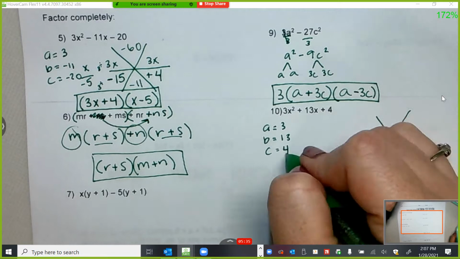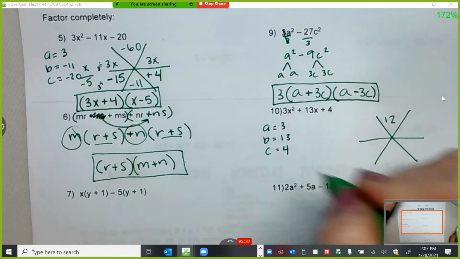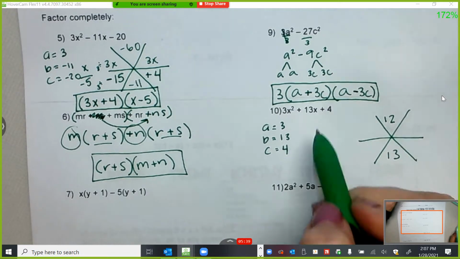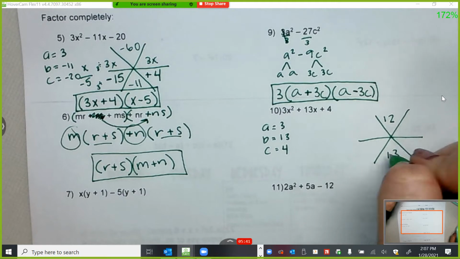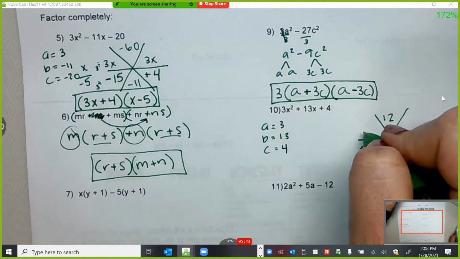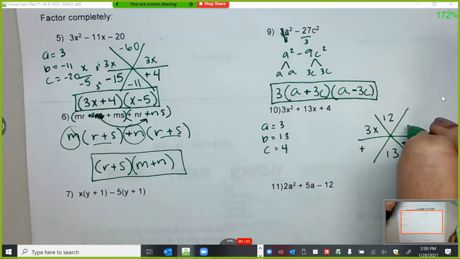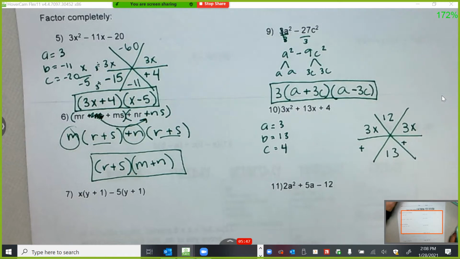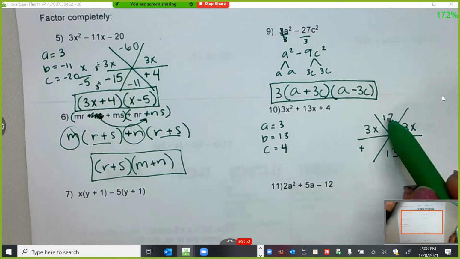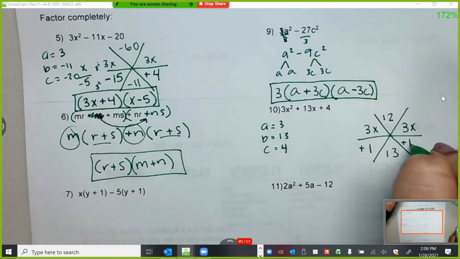A times C on top, which gives me 12. B on bottom. Now I want you to realize everything's positive, so everything's going to be positive. And then I have AX, AX. So what multiplies to give me 12 but adds to give me 13? Y'all, anytime the bottom number is 1 more than the top number, it's just going to be 1 times itself.